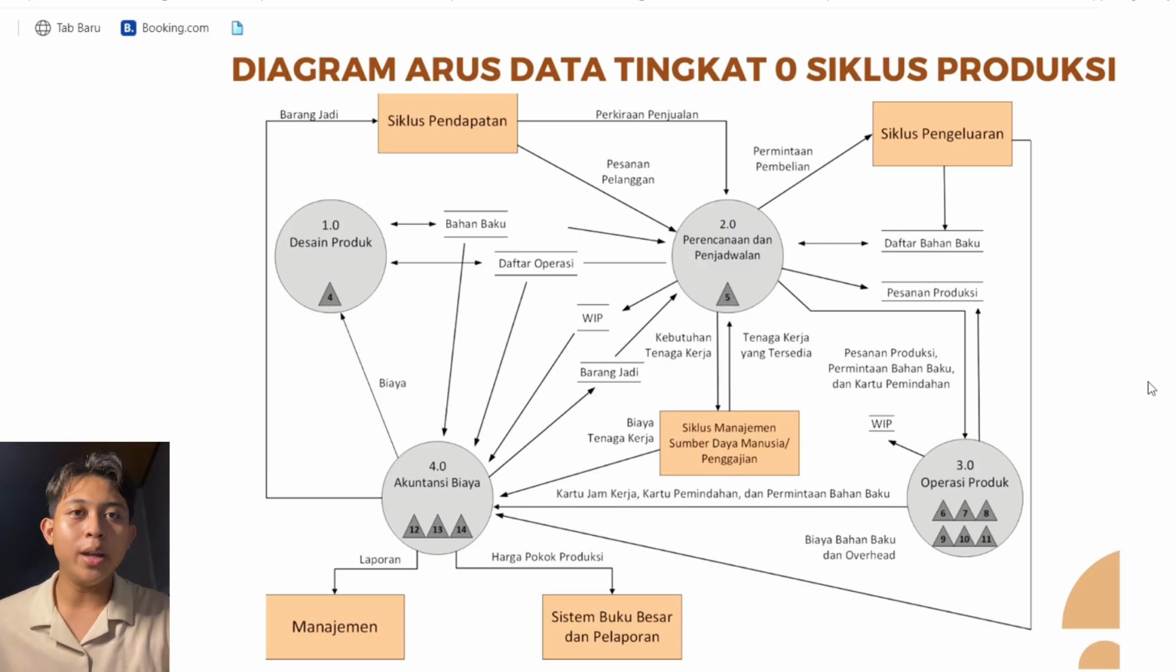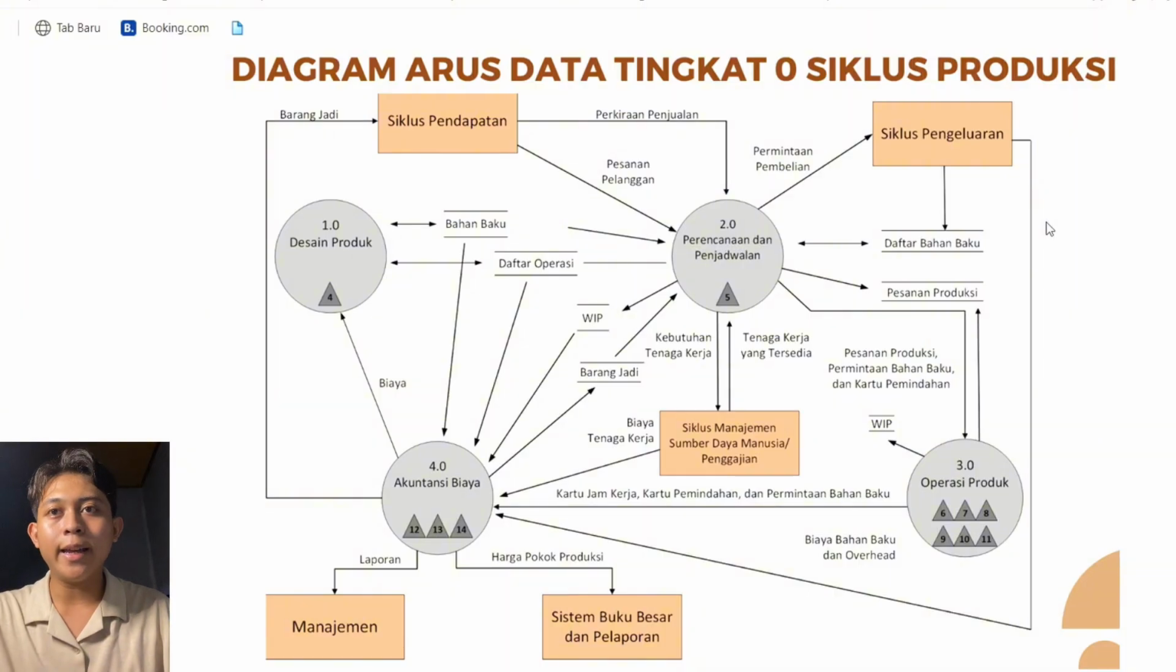Okay, next is the second question. Describe the following production cycles along with examples of threats and solutions. Okay, I will explain the diagram here. We've got the diagram arus data tingkat 0 siklus produksi. For the example, I will use a shoe manufacturing company.